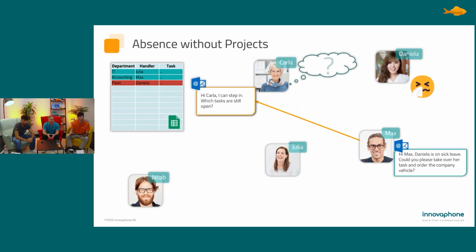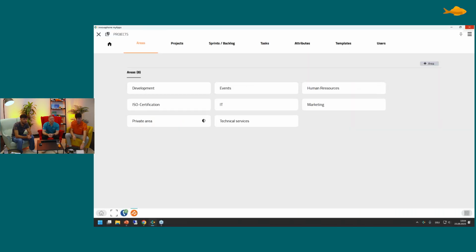So Max agrees, but he doesn't know what Daniela has already done. So he turns to Carla, and Carla doesn't know either. So no one has any idea about the current status of the project, what has been done, what needs to be done, and Jacob's arrival date is coming closer and closer. So that's how it usually looks. That's just the beginning of sending all these emails, and it all gets complicated. Now we'll show you projects and how we can make a better solution out of this.